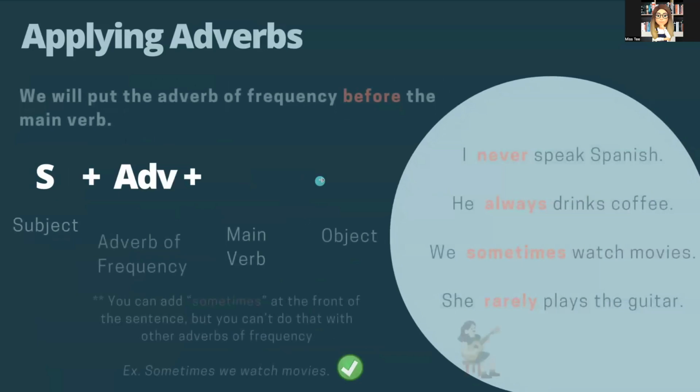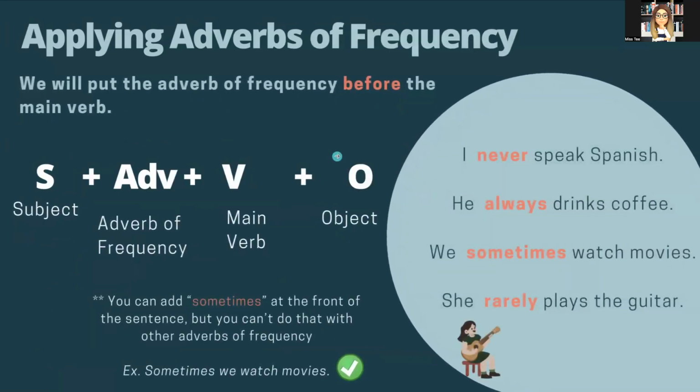So what does that mean when we apply our adverbs of frequency? When we're applying our adverb of frequency, we will put the adverb of frequency before the main verb. So now if we break this down, we can see subject, adverb of frequency, then the main verb, then the object. Okay, so we put the adverb of frequency right here because it is used to modify this verb. So it's good to put it directly in front of it.